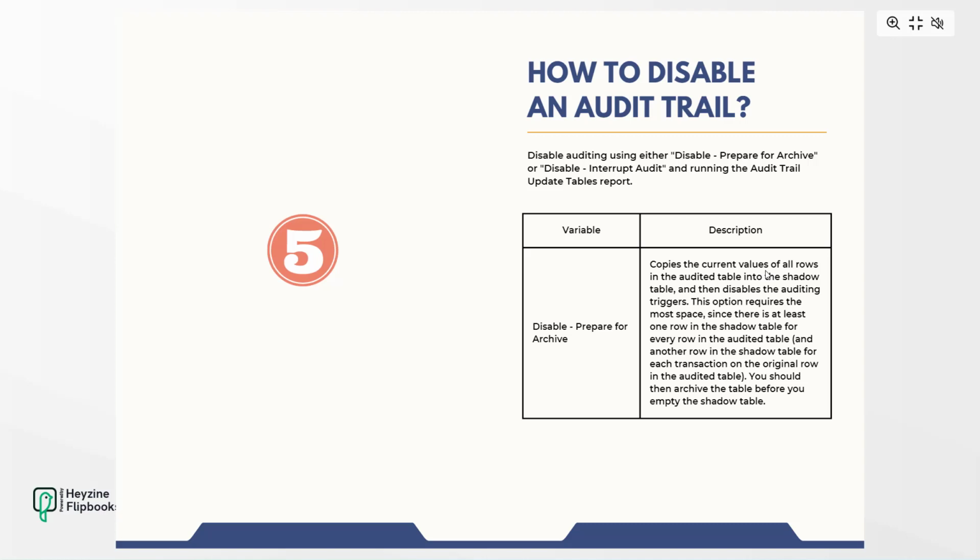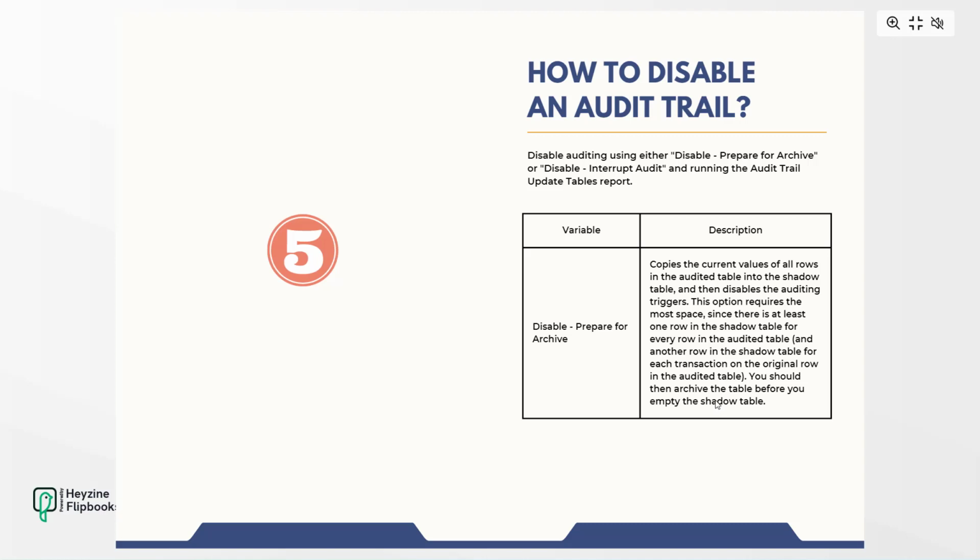That means under the AP suppliers table, whatever the current values are, let's say you have 10,000 supplier master records, all the 10,000 records will be copied onto the shadow table, the underscore A table. This option requires the most space because you are bringing all the base table data to the shadow table. And then you should archive the table before you empty the shadow table. So this is what this option gives you.